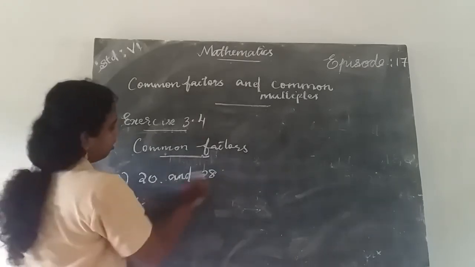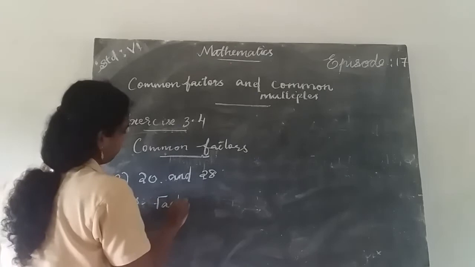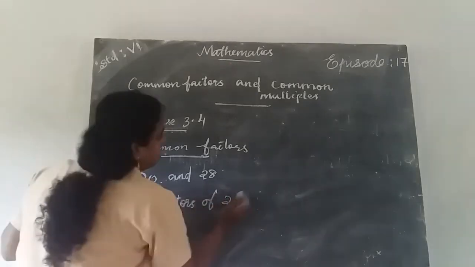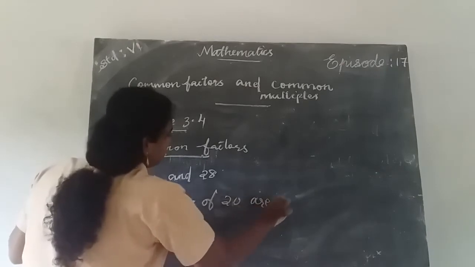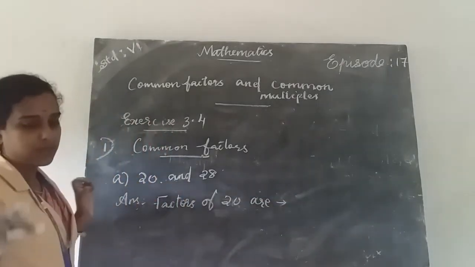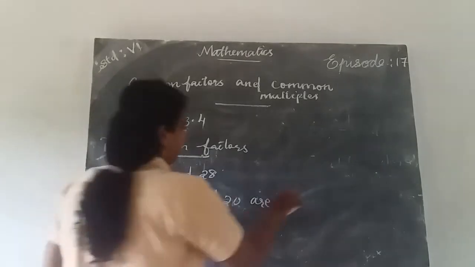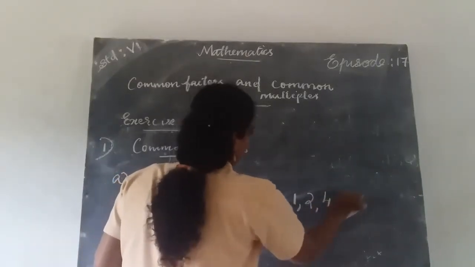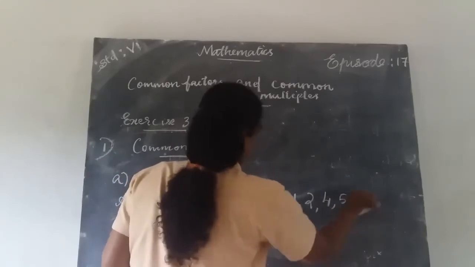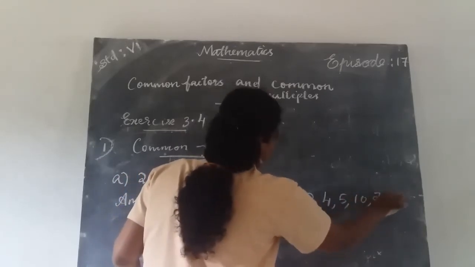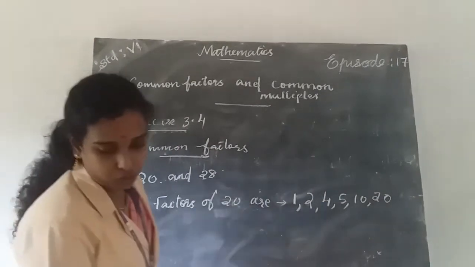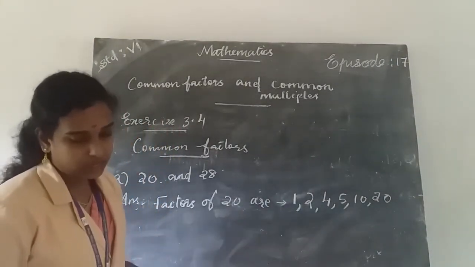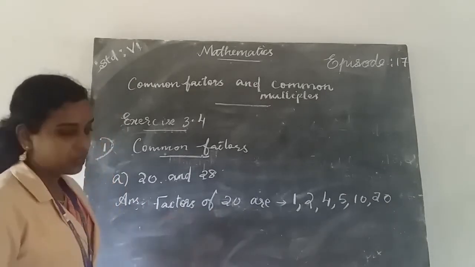First, we write the factors of 20. Factors of 20 are 1, 2, 4, 5, 10 and 20. So, these are the factors of 20.